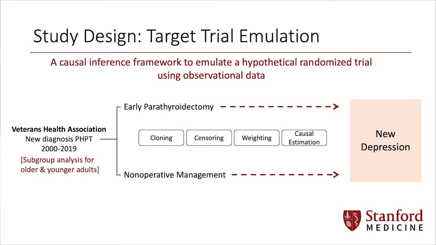Target trial emulation uses advanced biostatistical methods on observational data, really to replicate these results that we get from a randomized trial. And we do this in a few different ways. The first part of that process is cloning in order to account for immortal time bias. And then we also use censoring and inverse probability of censoring weights in order to address confounding. With these two methods, we performed an extended Cox model in order to determine the effect of early parathyroidectomy on the development of depression compared to non-operative management. We also performed a pre-specified subgroup analysis of older and younger adults in order to evaluate for heterogeneity of the treatment effect.